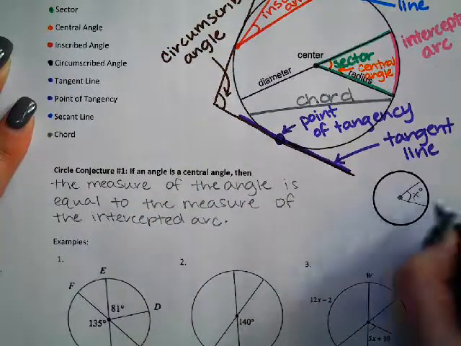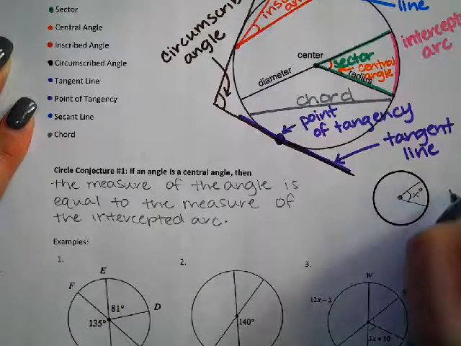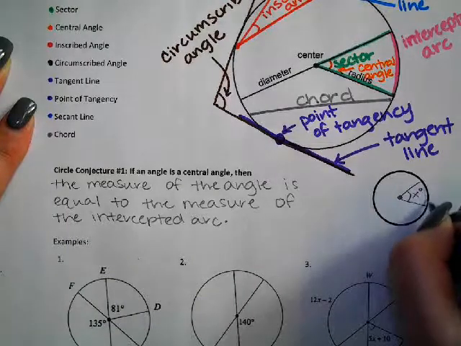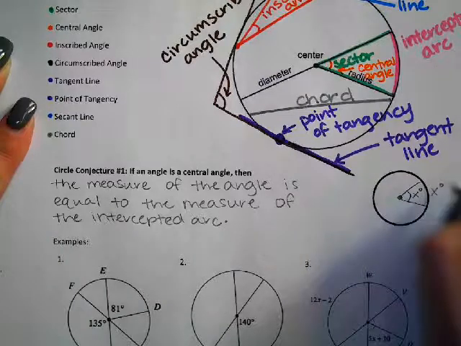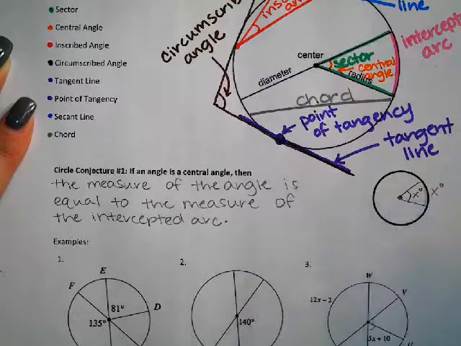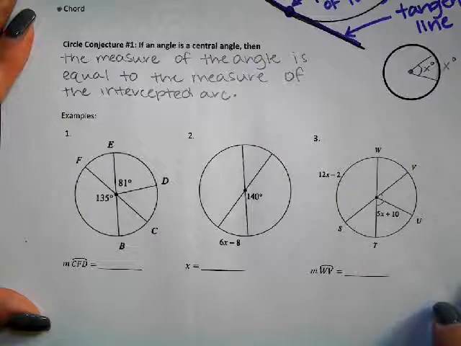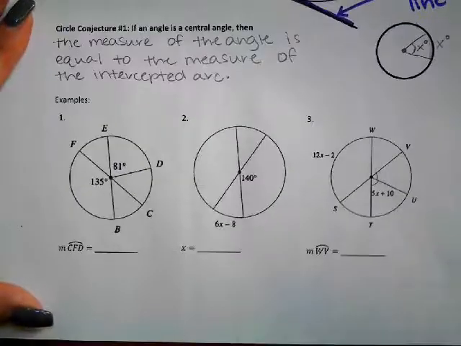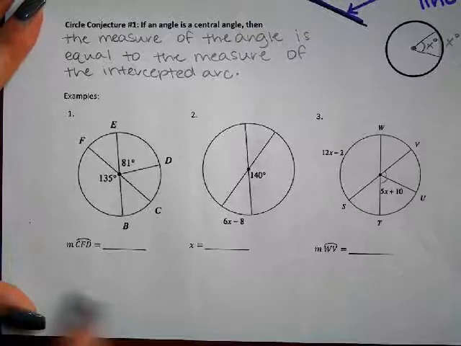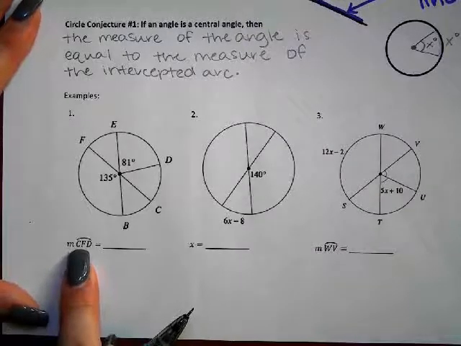So this is the central angle, the intercepted arc is this part right here, and we're just going to say, oh, central angle, intercepted arc, they are the exact same measurement. That's going to be fun for us because it's pretty common sense. It just seems right. All right, so here we have some notation you probably haven't seen before.